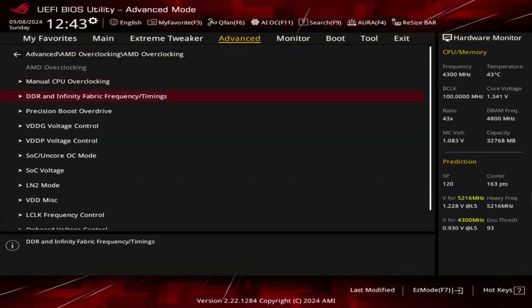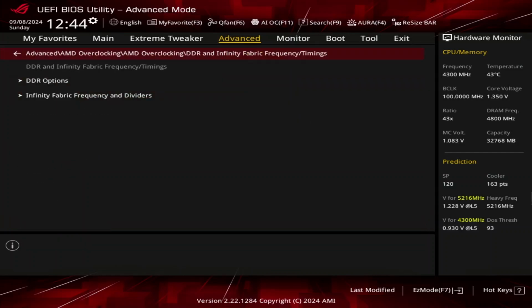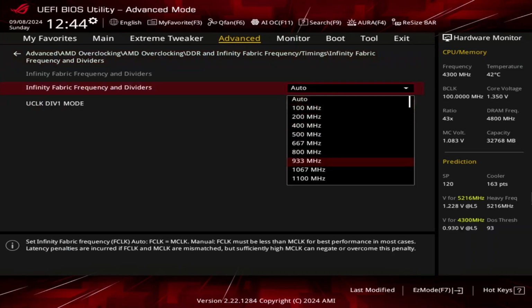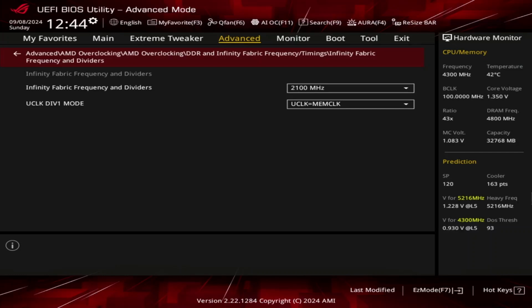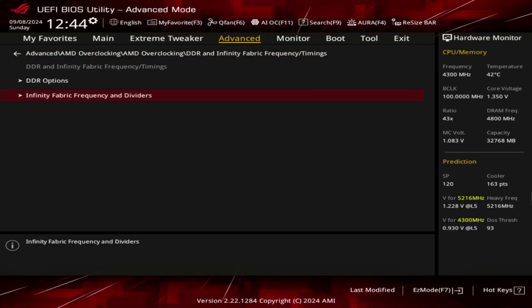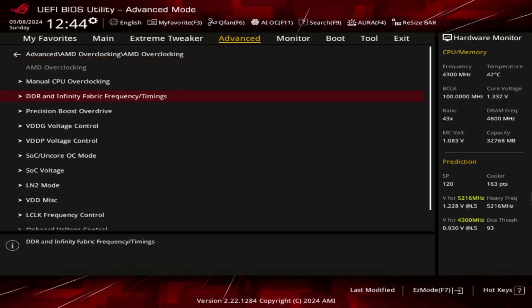Enter the DDR and Infinity Fabric frequency timings submenu. Enter the Infinity Fabric frequency and dividers submenu. Set Infinity Fabric frequency and dividers to 2100. Set uClock div1 mode to uClock equals memclock. Leave the Infinity Fabric frequency and dividers submenu. Leave the DDR and Infinity Fabric frequency timings submenu.